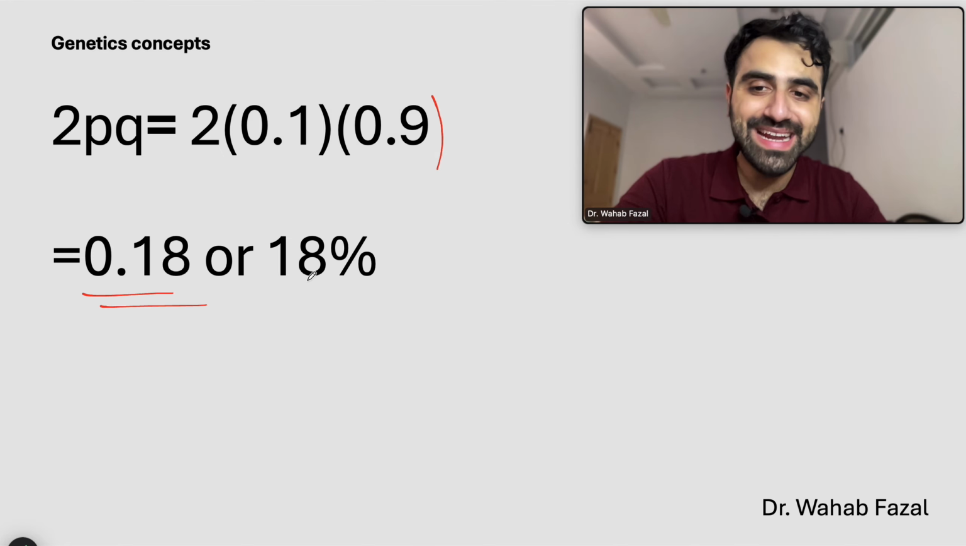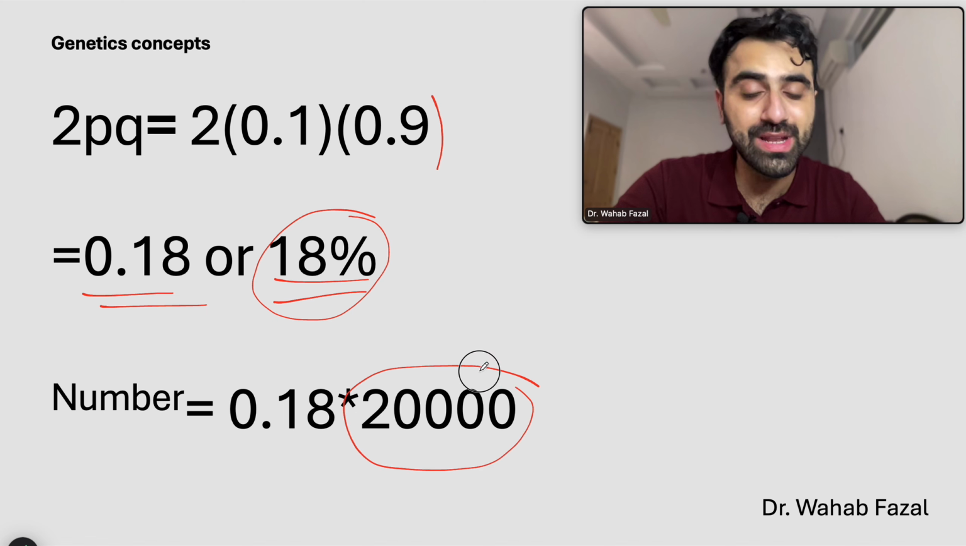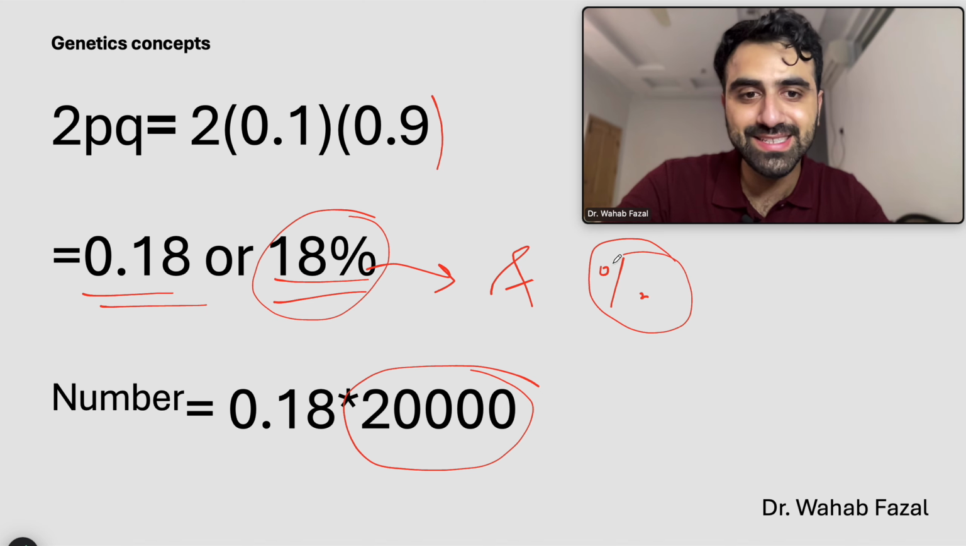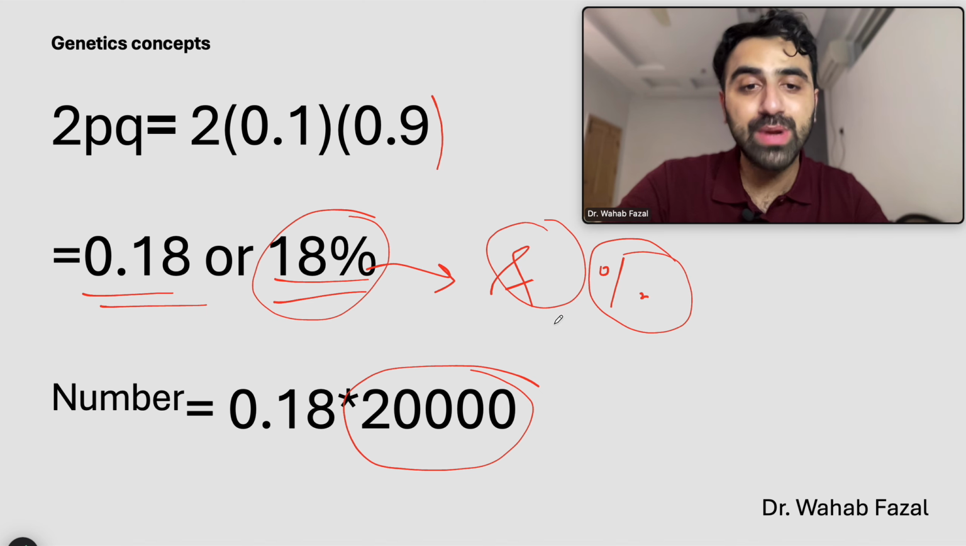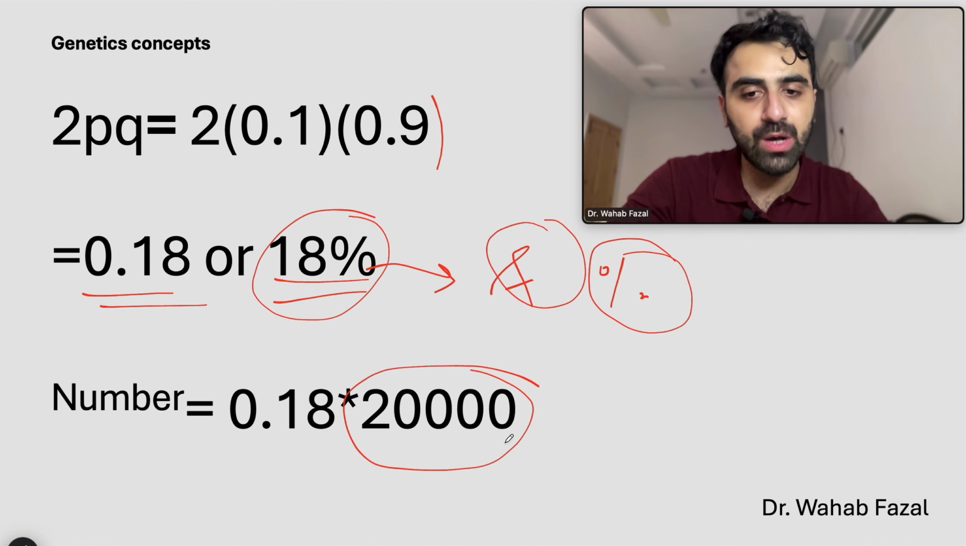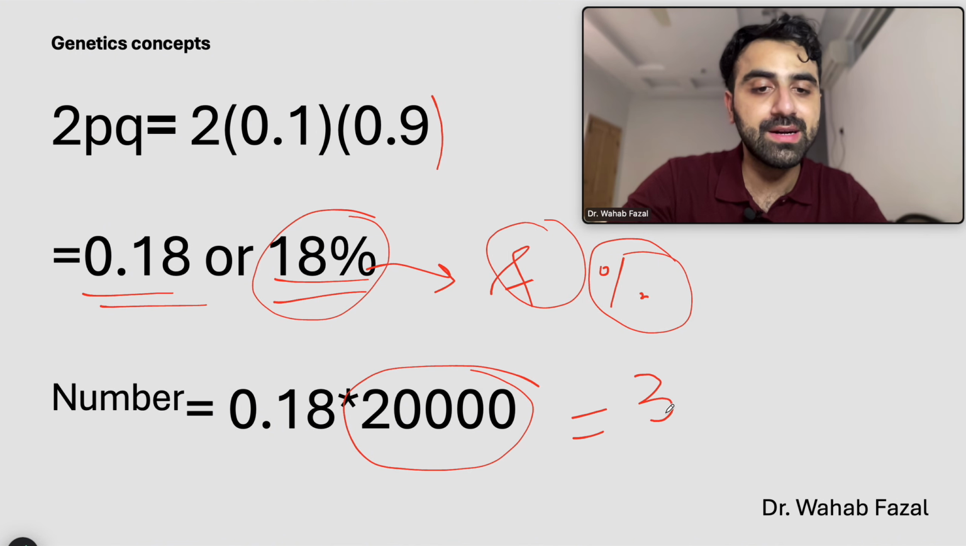So what you do is that you multiply this 18% with the total population. Remember, this is the frequency or the percentage. This is not the number of people with the disease. This is the frequency or the percentage. And to get the number, you always multiply the percentage with the actual population, which in this case is 20,000 individuals, which comes out to be 3,600.